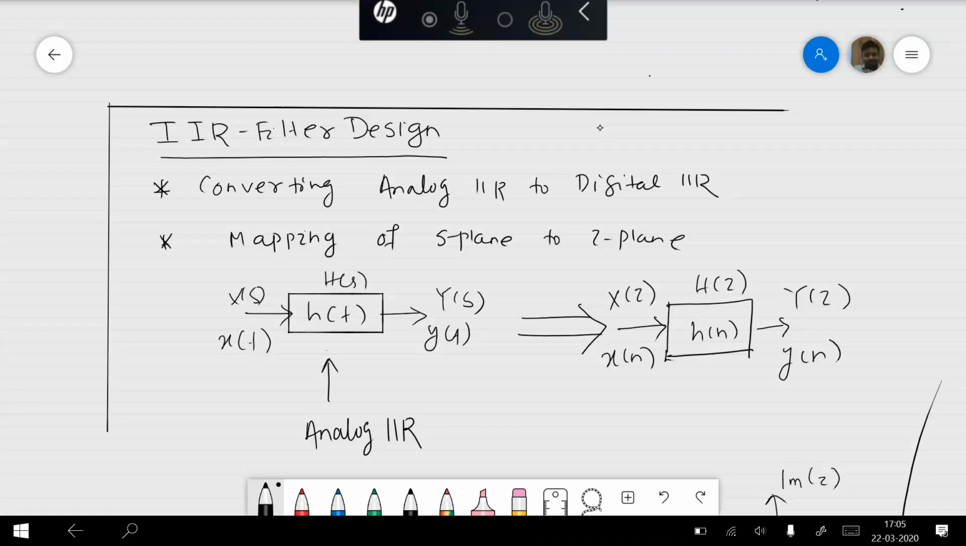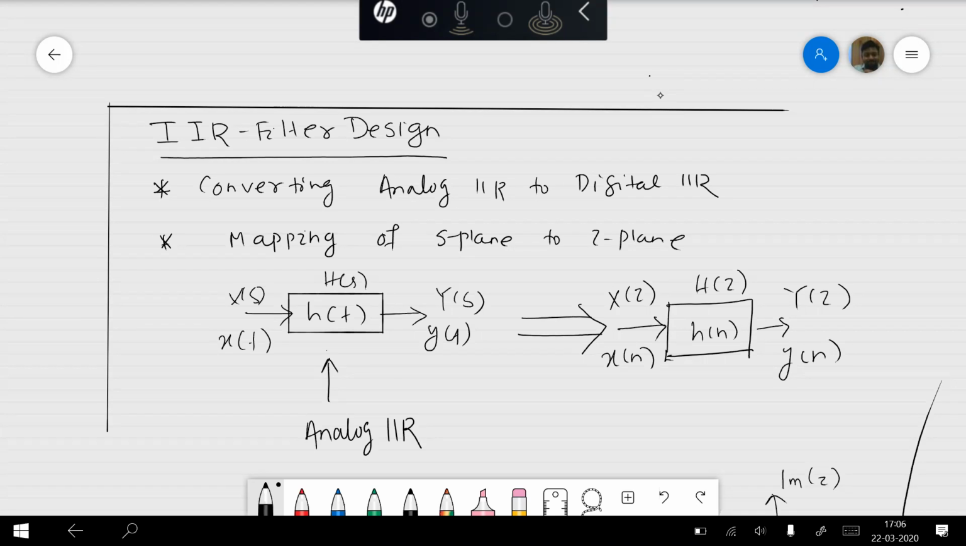Okay. So today is IIR filter designing. IIR stands for what? Anybody can reply? What does IIR stand for? What impulse? So it's infinite impulse response systems.